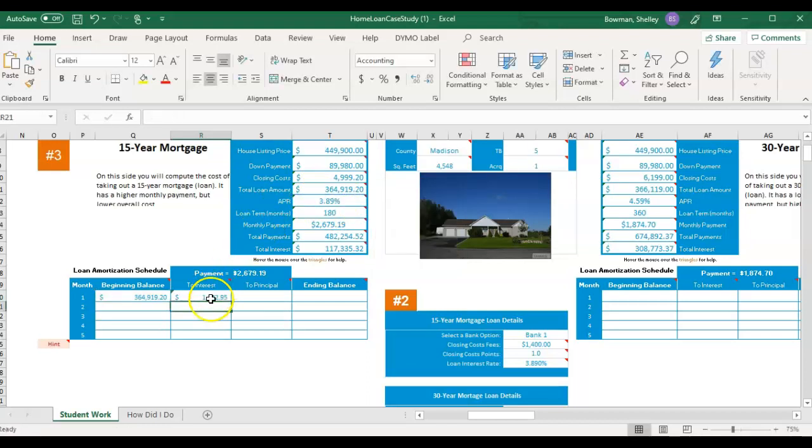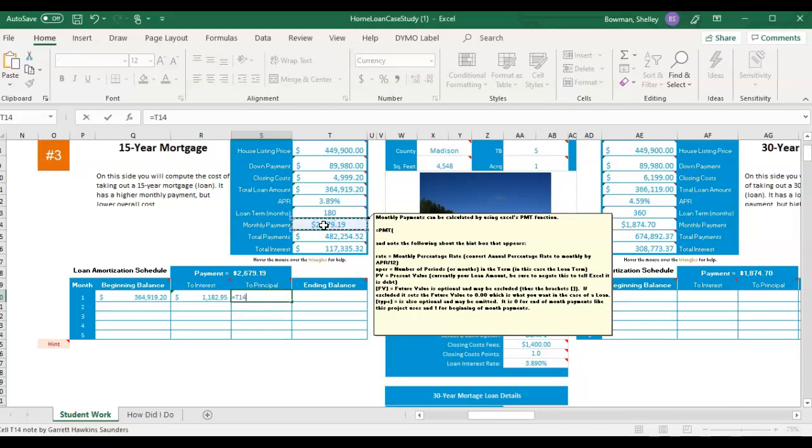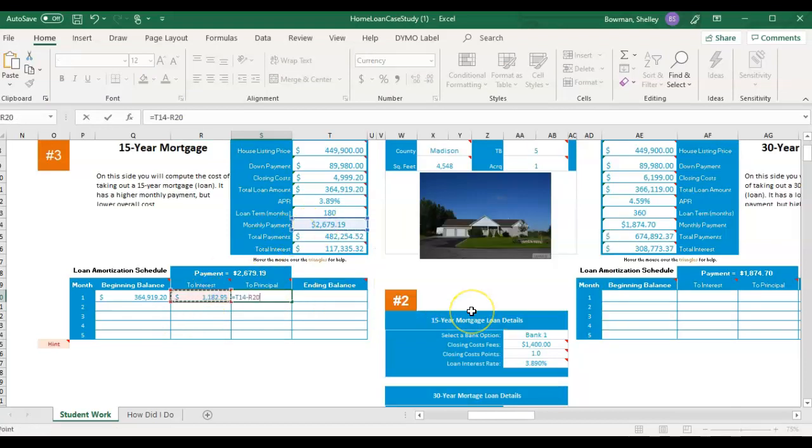Okay, now I did not absolute cell reference this one here because as I click and drag, I want my beginning balance to change with me, which is good because it should be going down. So don't absolute cell reference that one. Now to find out how much money goes towards principal, we'll take our monthly payment and subtract how much interest was calculated, and that tells me how much money is now going towards the principal.